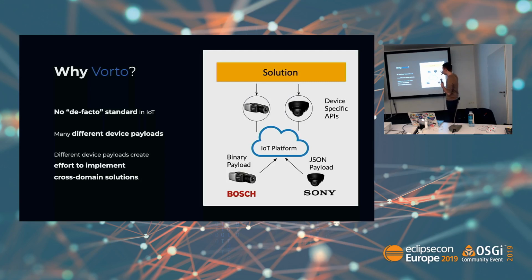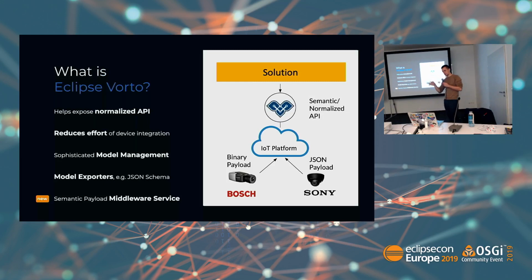If we look at the little schema on the right-hand side, we only have two different cameras from different vendors. One is Bosch and the other one is Sony. But if we want to have them integrated in our solution, we need to do some extra effort to make them available on the IoT platform through a combined interface. And then we still have two different formats for the different devices, different payloads. What Eclipse Vorto does in this case is provide an interface to semantically normalize and harmonize this device payload, so you have a normalized API from which you can integrate your solutions.